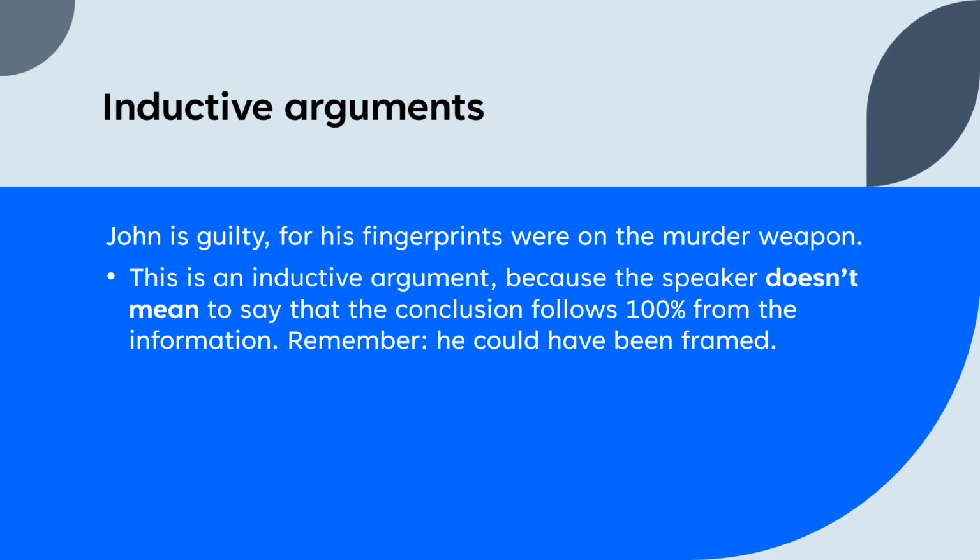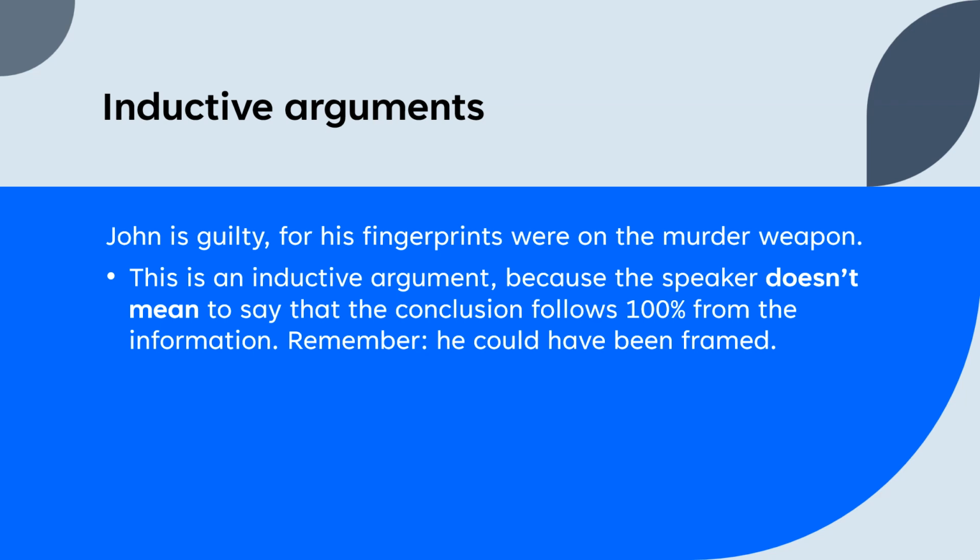All right, now here we are: inductive arguments. This is an example of an inductive argument. Why? Because the speaker doesn't mean to say that the conclusion follows 100% from the information. The speaker understands: look, I get it, maybe John was framed, but this is the point. The likelihood is that he was not framed. And so what's very likely is that John is guilty if his fingerprints were on the murder weapon.